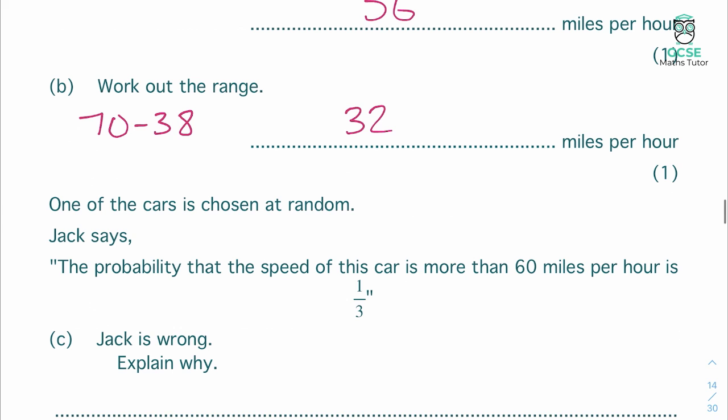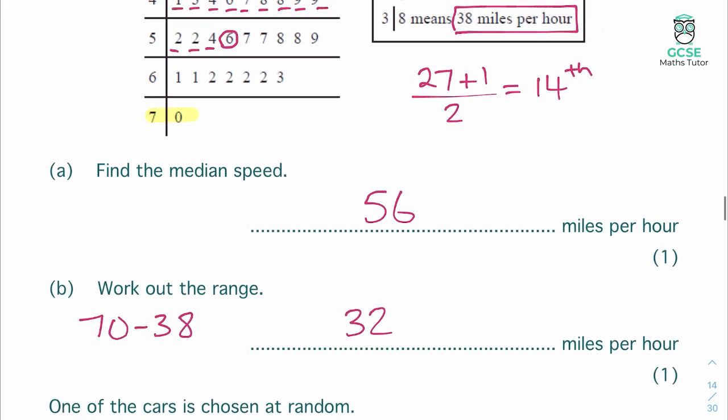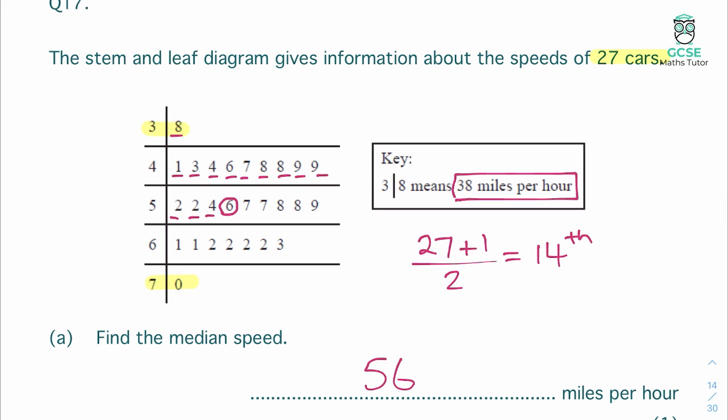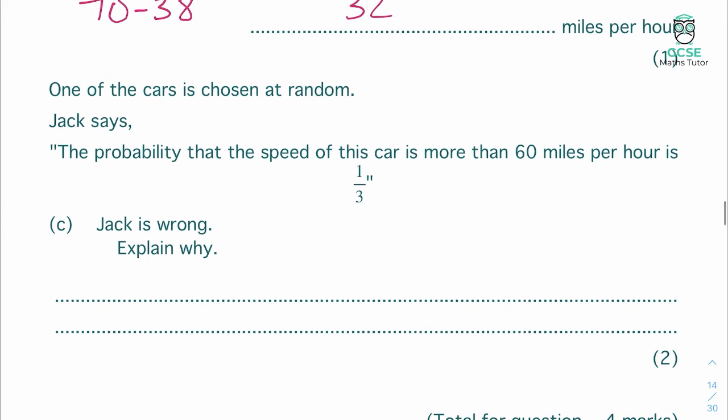The next question says, one of the cars is chosen at random. Jack says the probability that the speed of this car is more than 60 miles per hour is 1/3. Jack is wrong, explain why. Well, let's see how many cars are over 60 miles an hour. So we have all of these, and we have this one here. So that's 1, 2, 3, 4, 5, 6, 7, 8. So 8 of them are over 60 miles an hour. So that's 8, and that's out of 27 cars. Well, 8 over 27 is not equal to 1/3. So that does not equal 1/3. So I could write an explanation there.